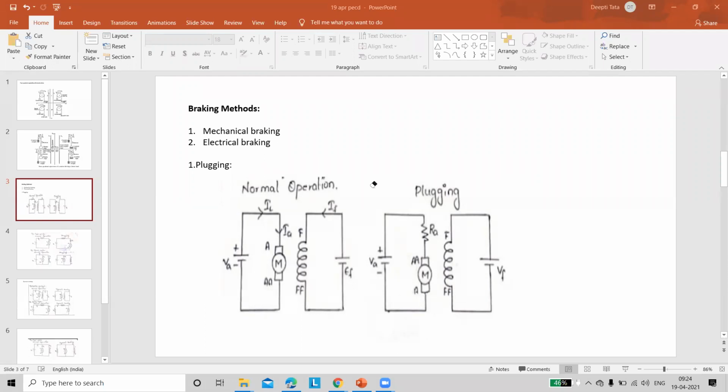Change the motor polarities, madam. Changing the motor or armature polarities. Armature polarities are going to be reversed. Is it right? Check it once. Yes, I will take the spotlight for you. Here, check the polarities of armature A and AA. Whenever it comes to braking, the polarities are reversed, AA and A.